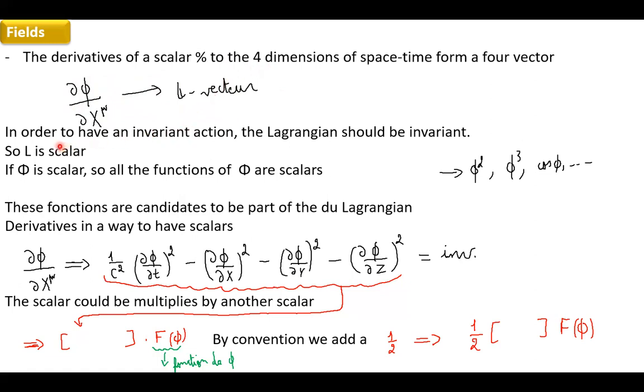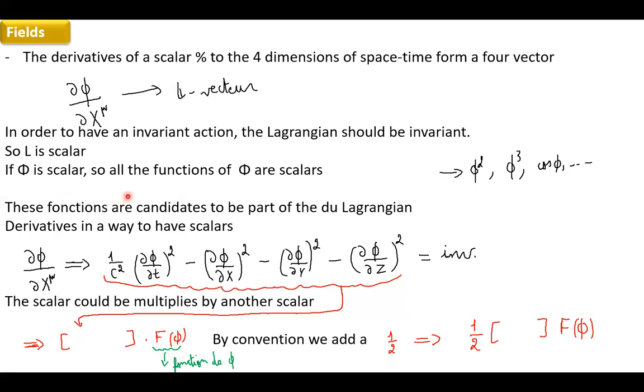So we need to have an invariant action. You know that the action is the integral of a Lagrangian times dt, so the Lagrangian itself should be invariant. Otherwise, the action would not be invariant. So the Lagrangian L is invariant, so it is a scalar. If phi is a scalar, then L is a scalar.